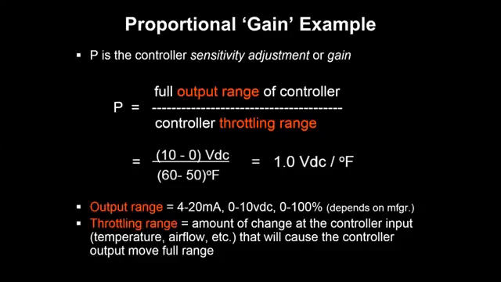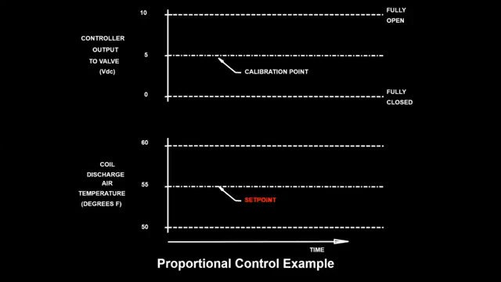Or what we're really saying with this P setting is that for every degree off we are from set point, we want to have a 1 volt response going to our valve. So let's see what that looks like.